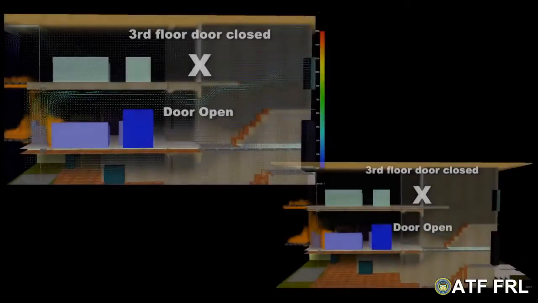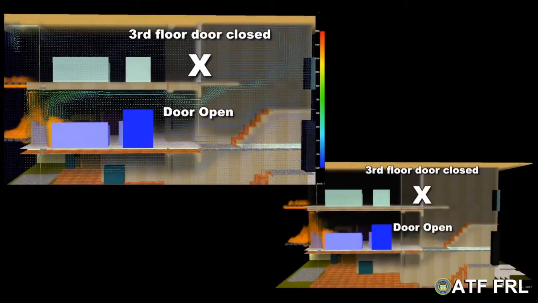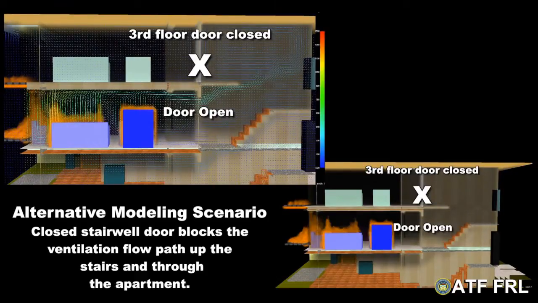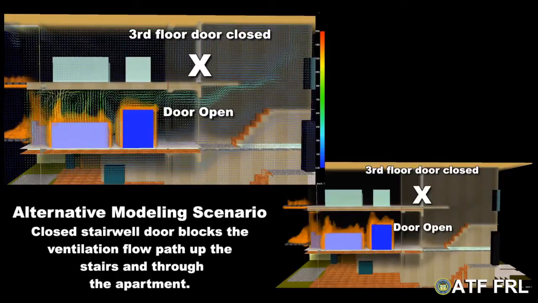The first alternative model run features the exact same input conditions as the actual model, except the third floor door is shut after opening. The second floor door remains open. The apartment entry doors from the stairwell were fire-rated doors constructed of solid wood. As soon as the door is shut, the ventilation flow path from the stairwell into the apartment is blocked.